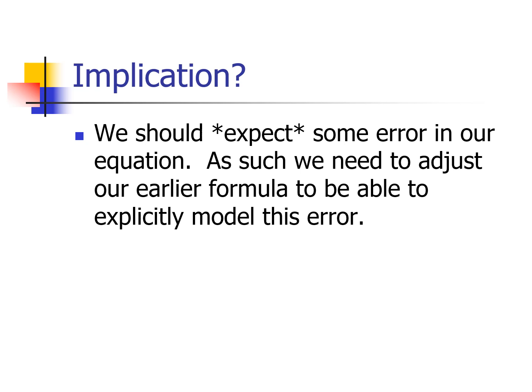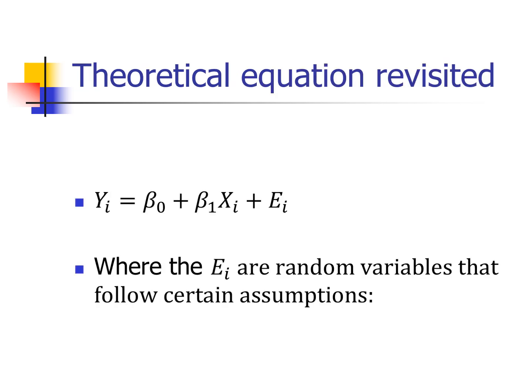As such, we need to adjust our earlier formula to explicitly model this error. And so there we are. This is the theoretical equation we had before, but more true to real life. The equation that we had before was deterministic. Few interesting real-world phenomena are deterministic.